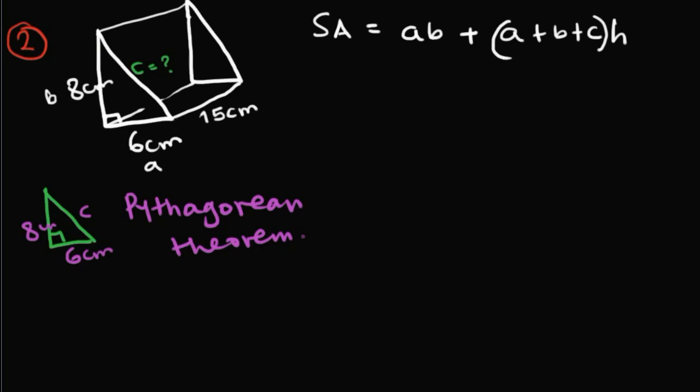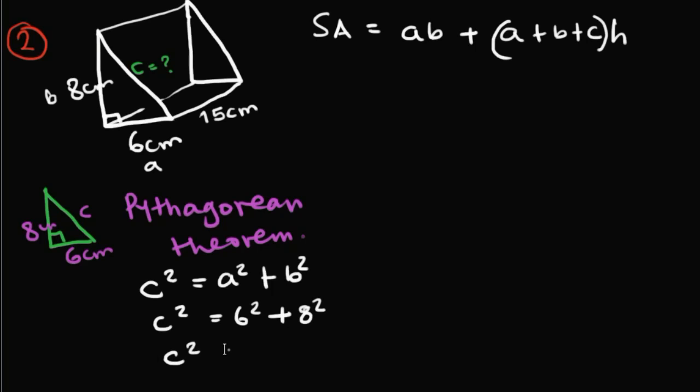With this, we know that C squared is equal to A squared plus B squared. So C squared is 6 squared plus 8 squared. So C squared gives us 36 plus 64. C squared is 100. So taking the roots, let's get the square root of 100, which is 10. So let's proceed because we can get our C.